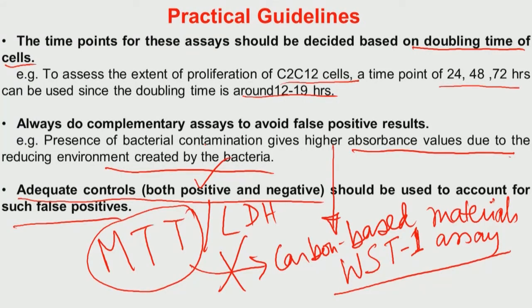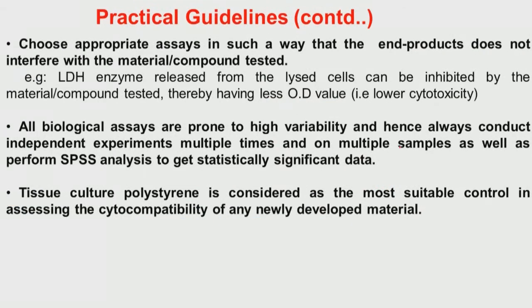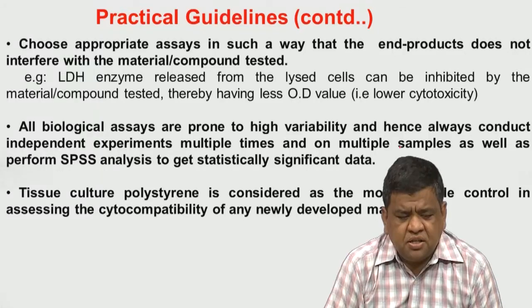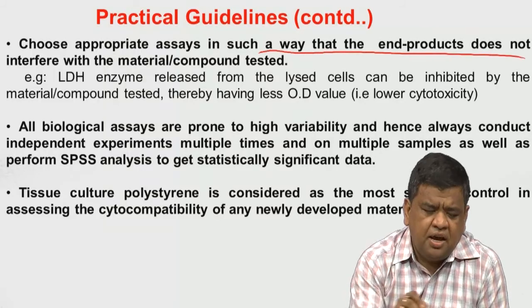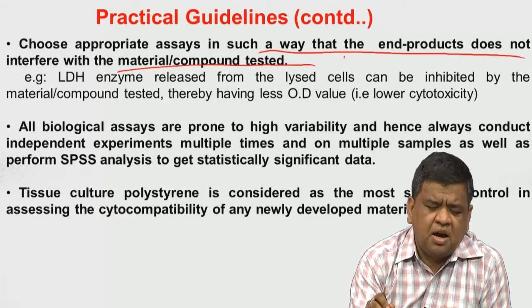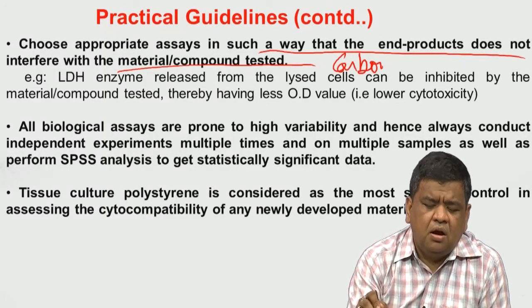And what about negative control? For negative control often people simply use a culture solution and add H2O2, and if you use that hydrogen peroxide, then normally it kills all the cells, and these H2O2 added cells also can be used as a negative control. Now, choose appropriate assays in such a way that the end product does not interfere with the material or compound tested. This is the point that I just explained to you with some examples of the carbon based materials, right.